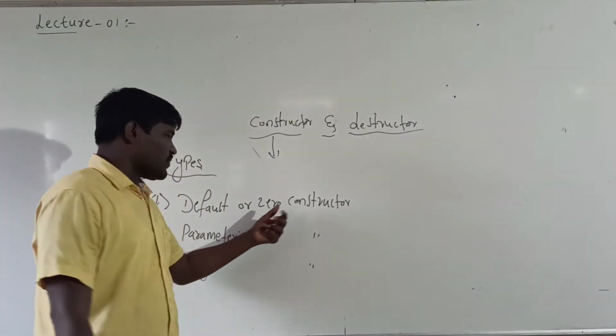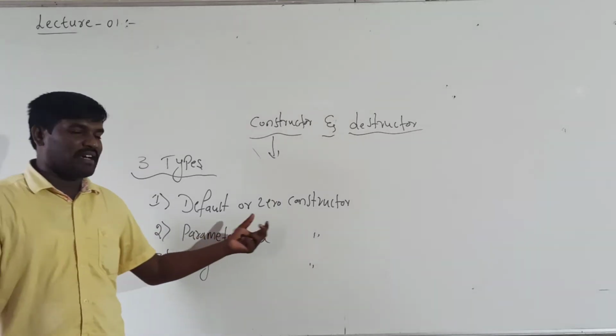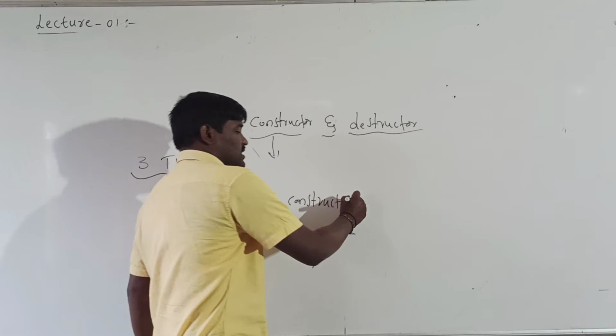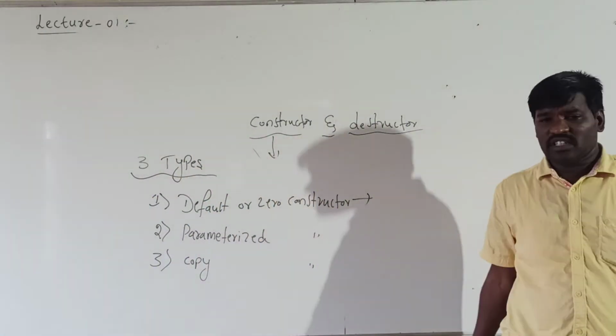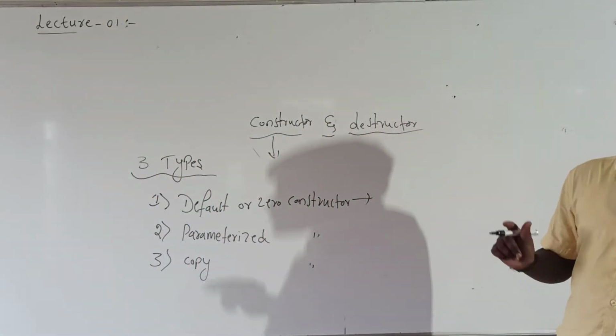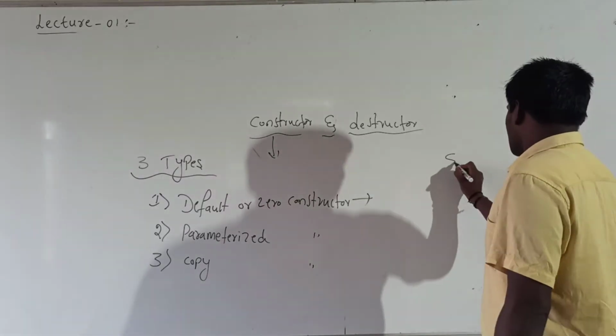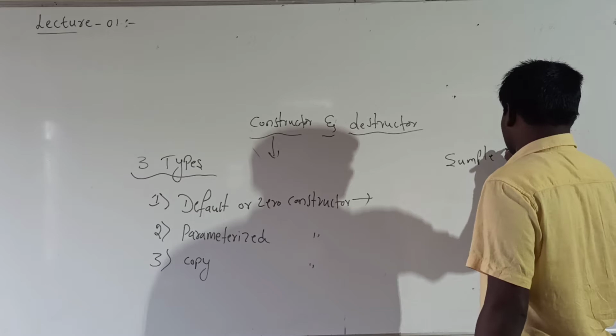So there are three types of constructor. The first one is default or zero constructor, the second one is parameterized constructor, and the third one is copy constructor. The first one, default or zero constructor, is a constructor which does not take any arguments. For example, generally you have to define the constructor like this.